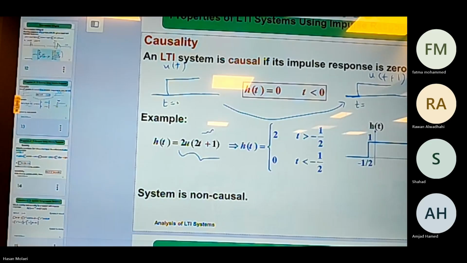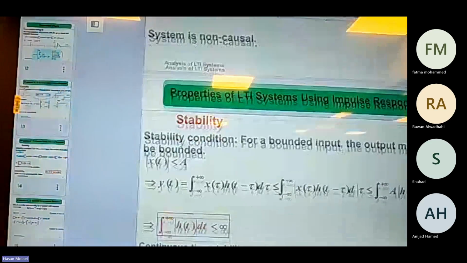Here, minus. Now, u(2t+1), which means I should divide by 2. It has value for t smaller than 0, which means this system is non-causal.